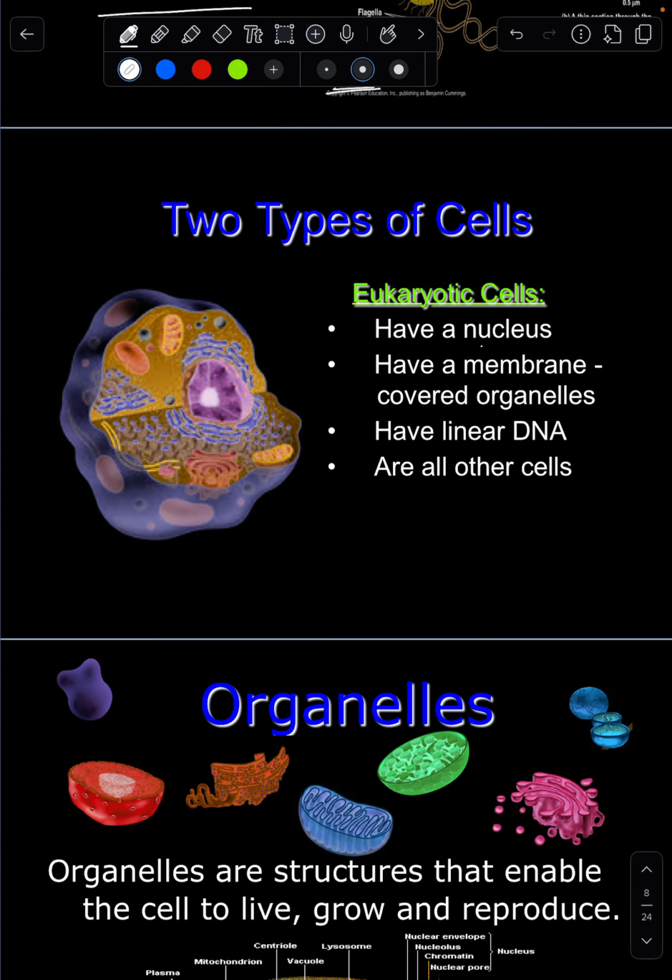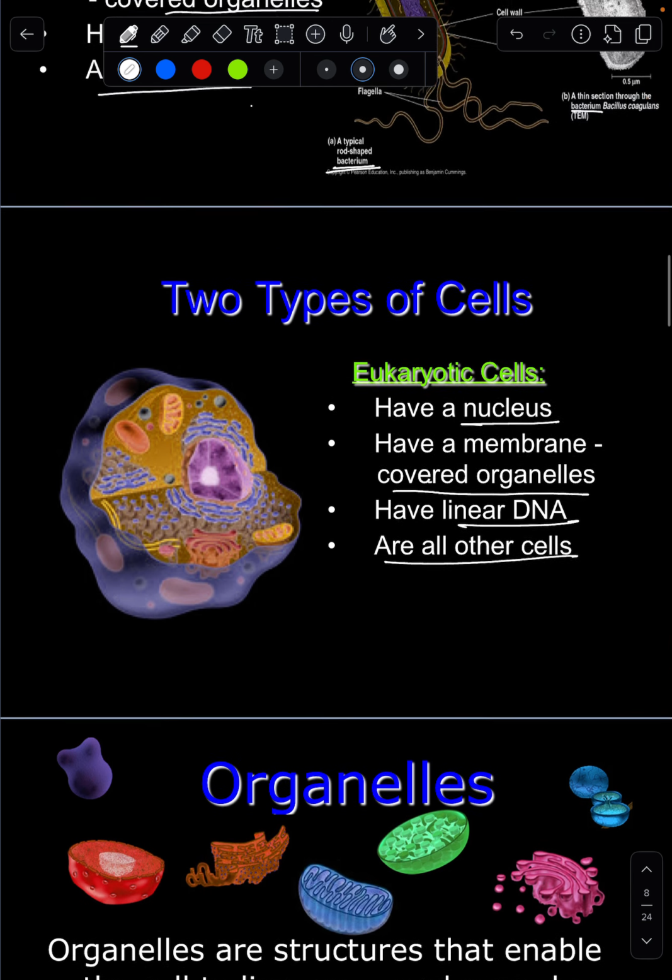Eukaryotic cells have a well-defined nucleus and have membrane covered organelles. Their organelles are also covered by a membrane. They have a linear DNA. All other cells, meaning all human beings, animals, plants, are eukaryotic, meaning true cells.